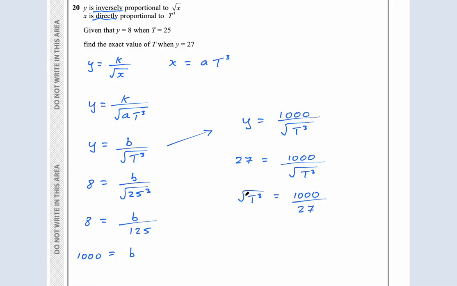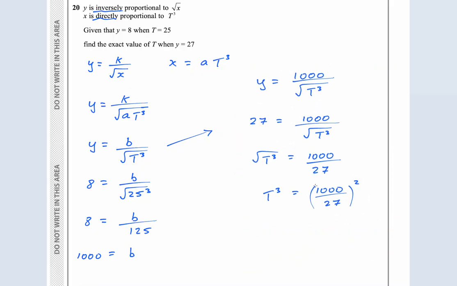Then, if I have the square root of t cubed, I'm going to square both sides. So t cubed is equal to, if I square this side, I get rid of the square root. I'm going to square this side. Now, obviously, guys, that's a massive number, this square, so I'll just leave it squared. And then I'm going to get the cube root of this. So t is equal to the cube root of 1,000.